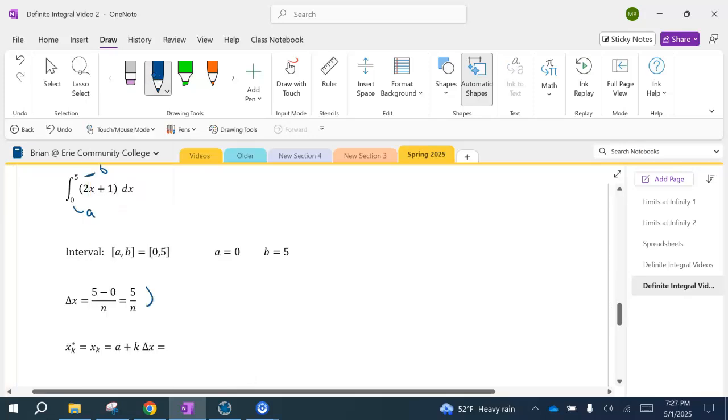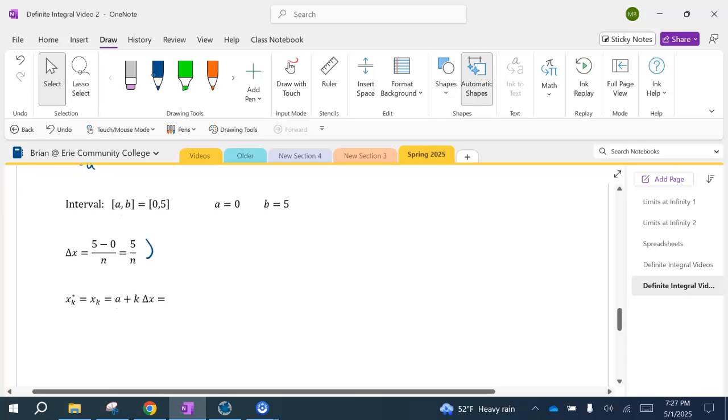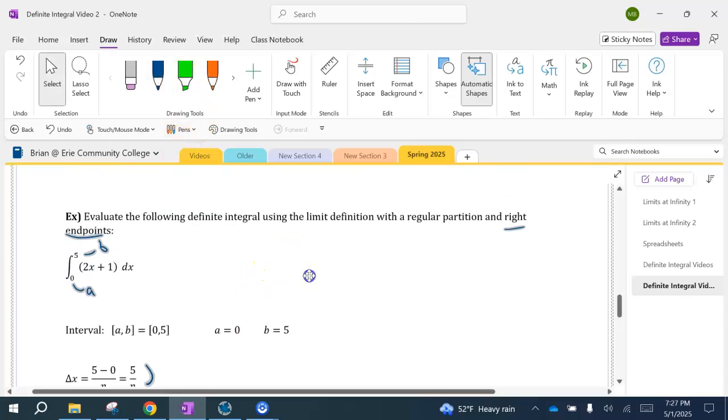Okay, just make a note of that here. All right, now we want to use right endpoints. As we said before, that's going to be a plus k times delta x. That's something we derived in the last recording. Now let's actually plug in what these values are, and then we're going to evaluate that into our function.